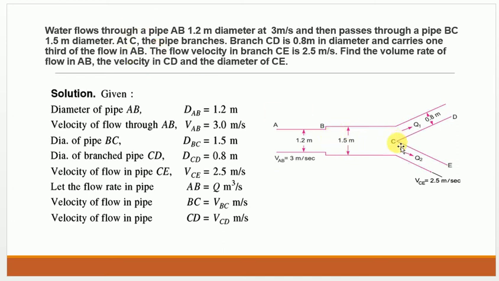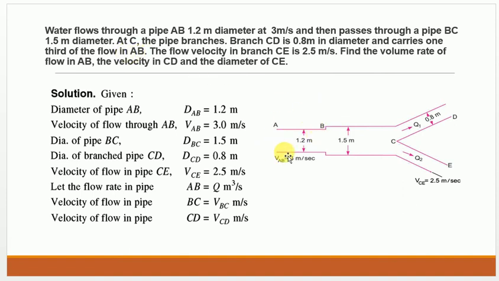At C, the pipe branches. Branch CD is 0.8 meter in diameter, and carries 1/3 of the flow in AB. So whatever liquid flows into the pipe AB, CD will carry 1/3 of that fluid.